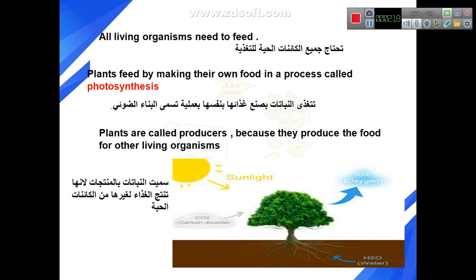Any living organism that makes its own food we call a producer. So plants are called producers. النباتات تسمى بالمنتجات. Why do we call them producers? Because they produce the food for living organisms or for other living organisms.